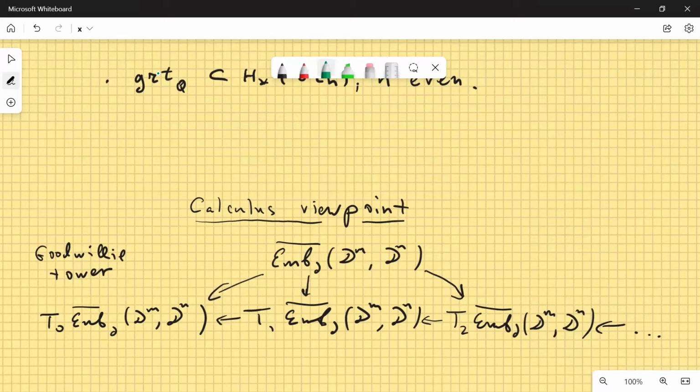Is there any question? No. Okay, so now I'm going to talk very briefly about the calculus viewpoint. Goodwillie calculus provides a tower of approximations of the space of embeddings that we have here. So we get a bunch of approximations: degree 0, degree 1, degree 2, and so on.